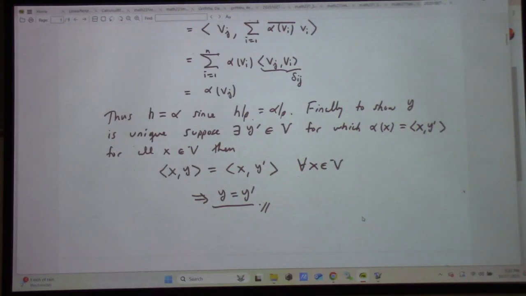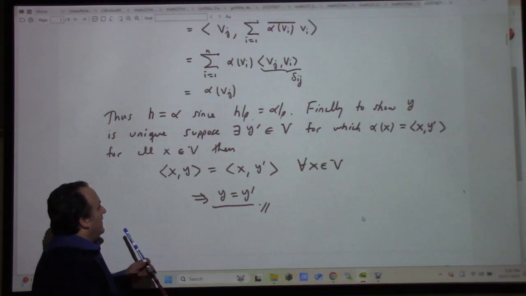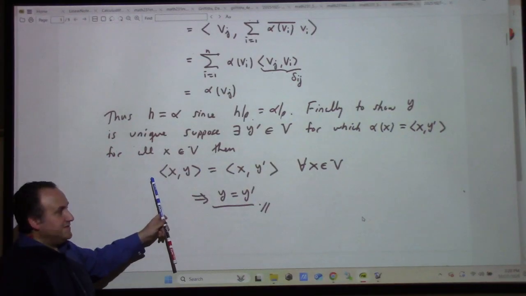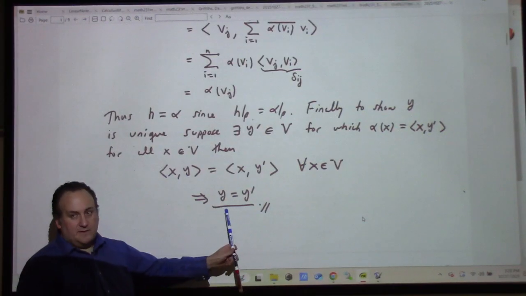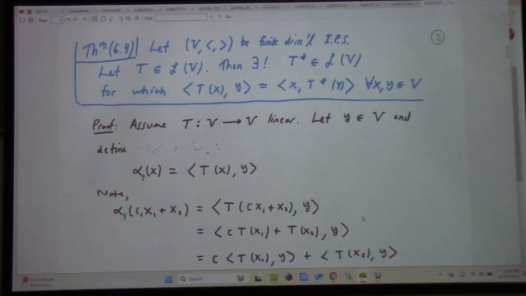So, why is it unique? Well, suppose you had another vector y prime for which alpha of x was equal to the inner product of x with y prime for all x. Then that would give us that the inner product of x with y is equal to that of x with y prime for all x, but we've proved a cancellation property for the inner product before. If this is equal to that for all x, that implies y is equal to y prime. Therefore, the vector which we've constructed that serves this purpose is a unique y. If I pick any other y prime, I get the same y that I just constructed. So I have that uniqueness. That's important because we're going to use this construction to build a function on the next page.